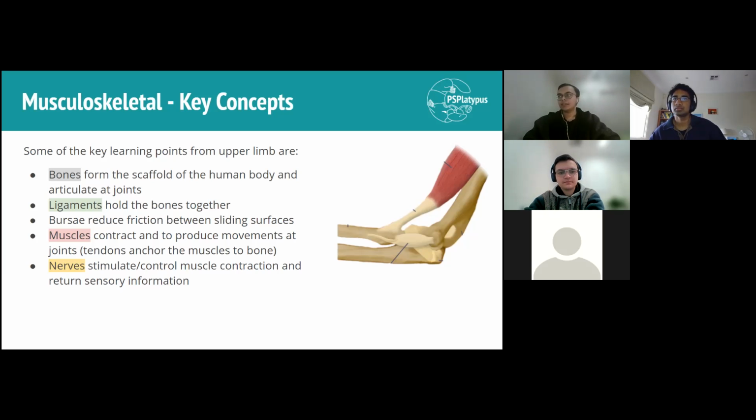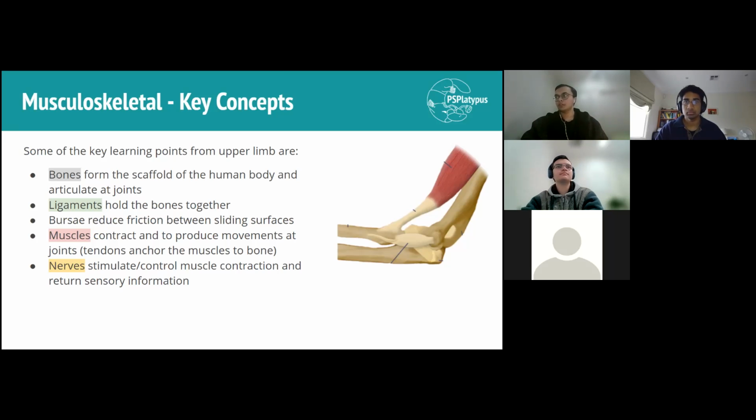The ligaments are these structures that hold the bones together, right? So ligaments hold bones together and they provide them stability, and they are useful for the joints where there's very, very unstable movements. For example, the shoulder, we saw that, but also down in the lower limbs, we're going to see it around the pelvis, around the hip joint, and further below as well. Bursae, again, they're not going to be very useful in lower limb, but just keep them in mind. They reduce friction between sliding surfaces. Muscles, they contract and they produce movements at joints.